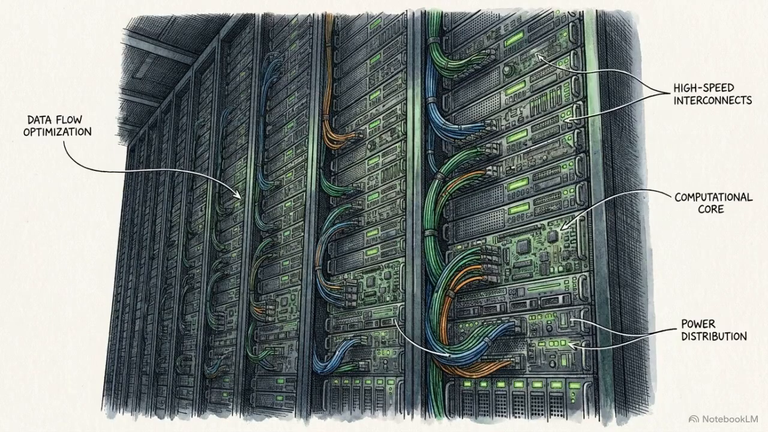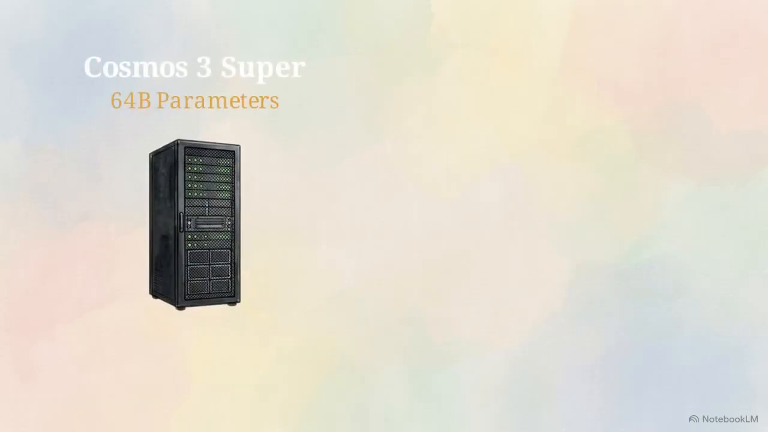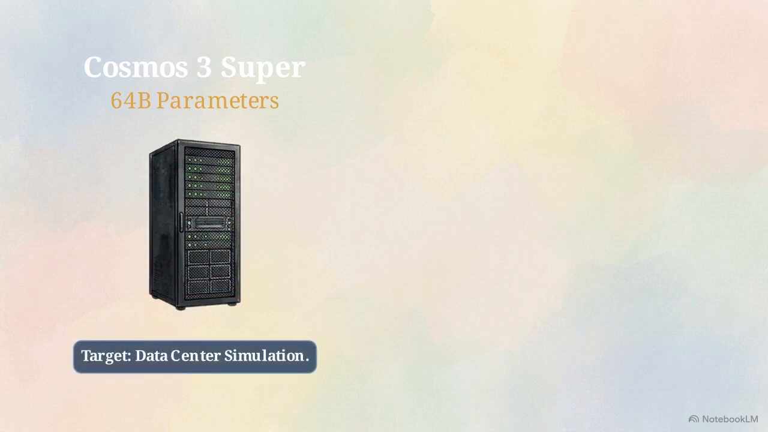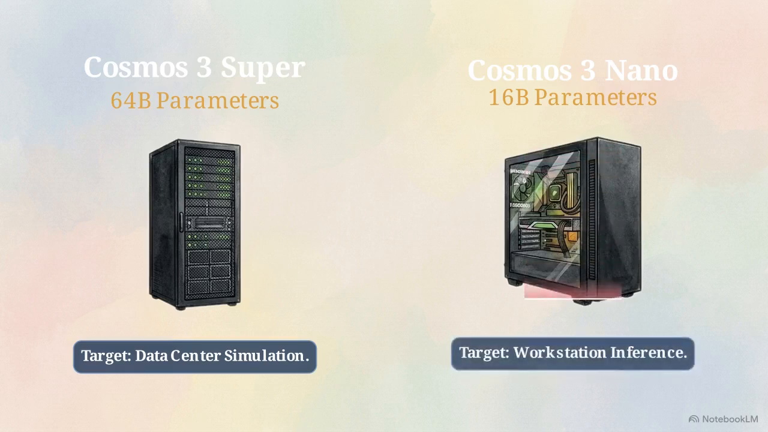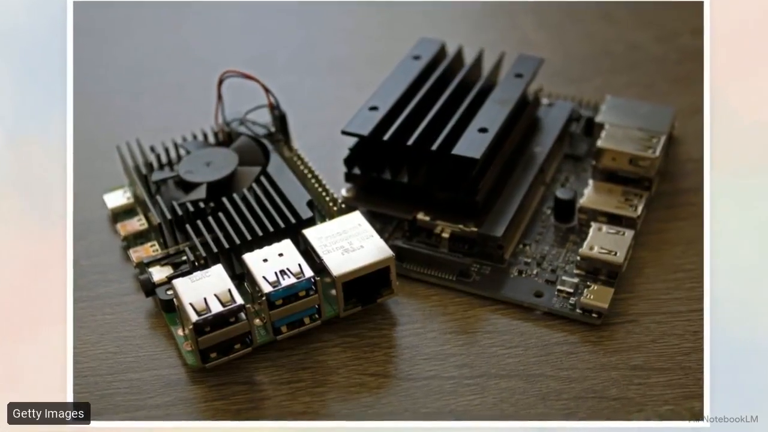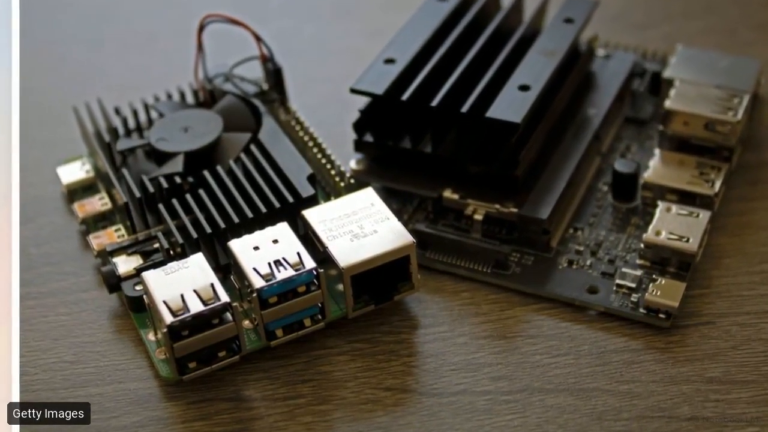Deploying a massive dual-tower architecture for real-time reasoning is notoriously compute-intensive, often exceeding the limits of commercial hardware. NVIDIA engineered several distinct architecture scales to make Cosmos 3 compatible with different industrial deployment scenarios. The 64 billion parameter super variant is designed for data center simulation, while the 16 billion parameter nano variant is optimized for workstation-grade GPUs. To improve efficiency on smaller devices, Cosmos 3 supports native sub-8-bit quantization on the Blackwell architecture.